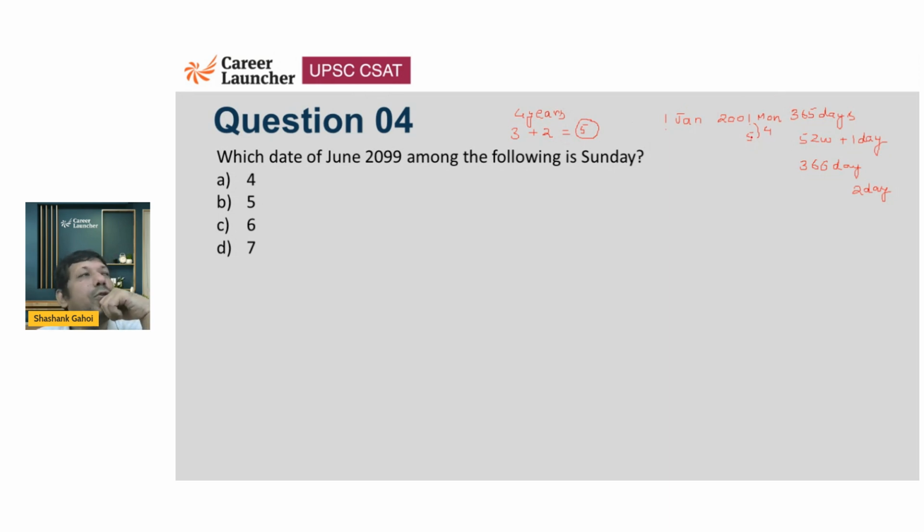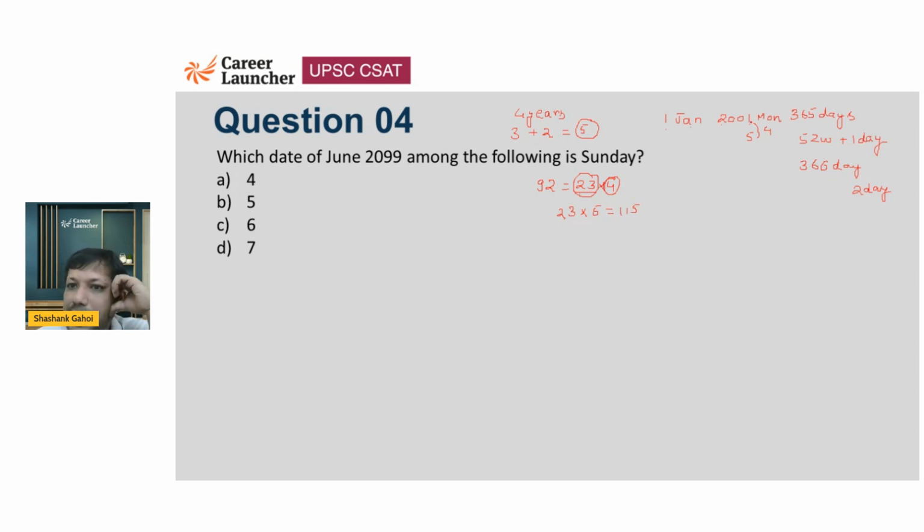Now, if I'm going to talk about 92 years, 92 years is 23 into 4. Okay. So I am going to have 23 sets of 4 years, right? So how many extra days am I going to get? 23 into 5, because in every 4 years, I'm going to get 5. So in 23 into 4 years, I'm going to get 23 into 5 extra days, that is 115.